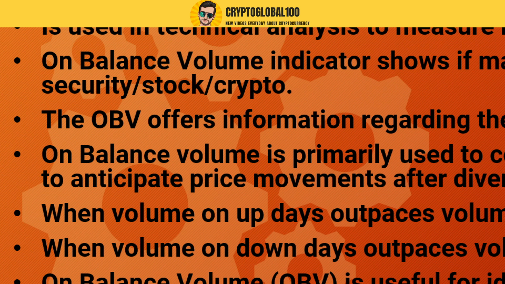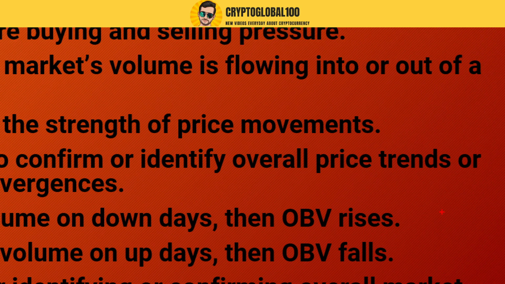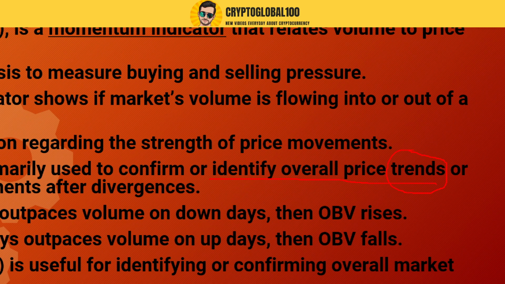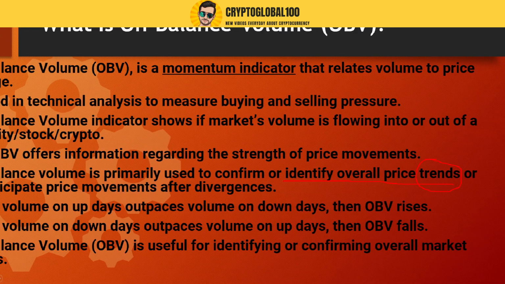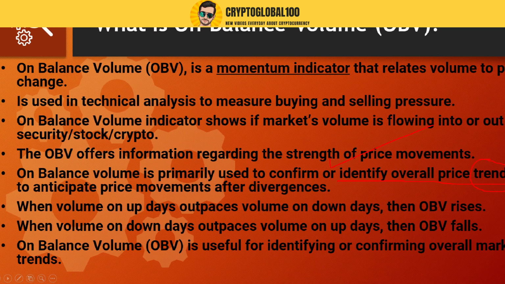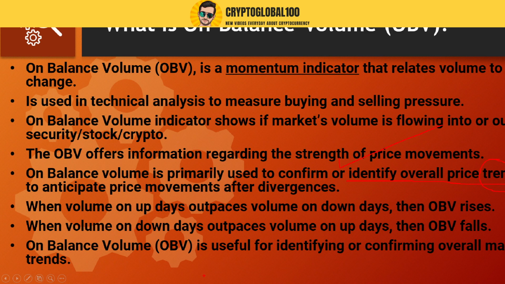Next, on balance volume is primarily used to confirm or identify overall price trends. The main keyword here is the trends, because trend is your friend in trading. So it is extremely important to keep in mind. It confirms or identifies the overall price trend, or helps anticipate the price movements. So basically, the same thing: the momentum indicator, the volume flowing in and out, the strength of the price movement, the trends, and that stuff.